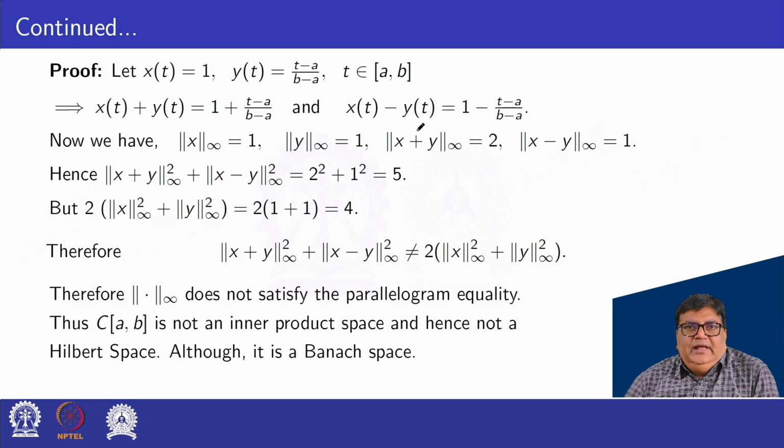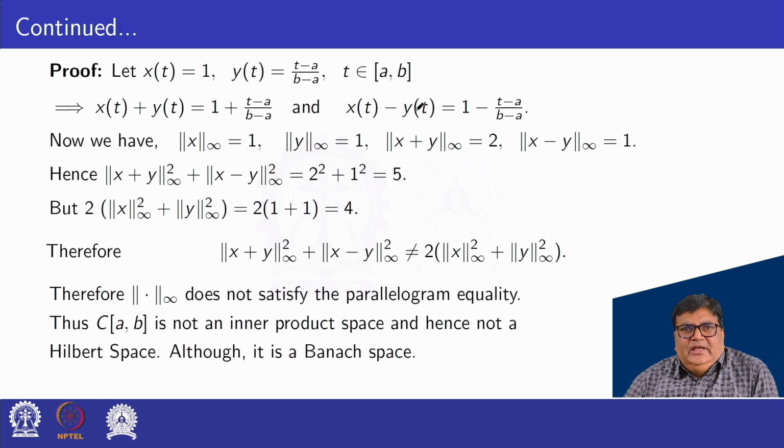And also, norm of x + y is equal to the supremum of |x(t) + y(t)|. So the supremum value of 1 + (t - a)/(b - a) is 2, because the maximum value is at t = b, that is (b - a)/(b - a), which is 1, so 1 + 1 is 2.